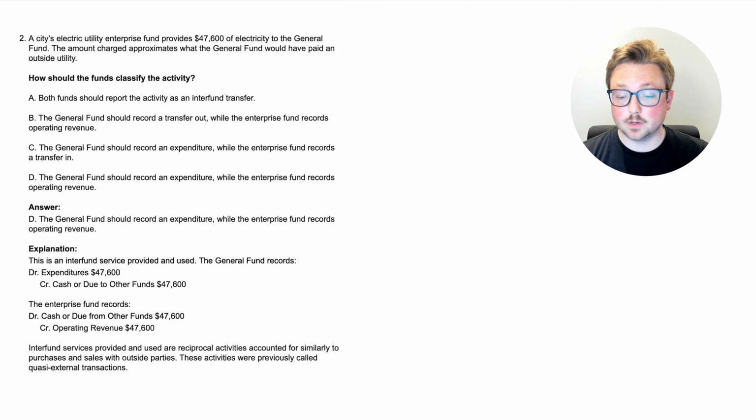Interfund services provided and used are reciprocal activities. Remember, we talked about reciprocal in the previous question, and they are accounted for similarly to purchases and sales with outside parties. These activities were previously called quasi-external transactions. You may see that on the exam or in your review course, but quasi-external isn't really what we say anymore. Usually you just say it's an interfund service and a reciprocal activity. So we learned a little more about some of the different interfund activities. When there are interfund services that they could have gotten elsewhere, it's called an interfund service and counted as a reciprocal activity. They still record an expenditure and revenue, but that's not always the case. For other things, sometimes you don't record anything or it's eliminated. At any rate, now let's go to the next question.